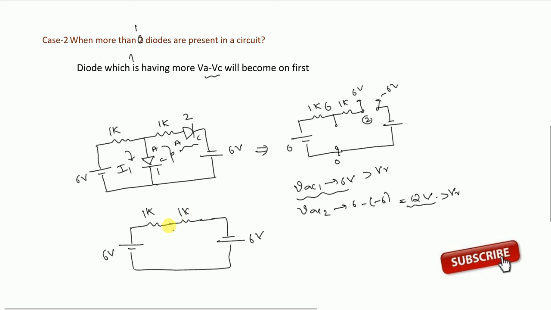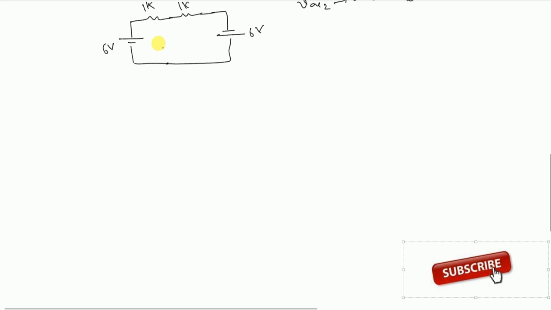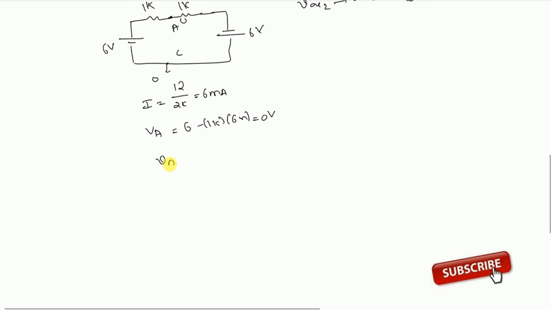Next, after this step, you should check the voltage across diode 1 another time. This is anode, this is cathode. So what is VA? Let me find the current through the circuit here first. I equal to 12 by 2K. That is 6 milliampere. So VA will be 6 minus 1K into 6 milliampere. That is 0 volt. So VA is 0. VC is also 0. So VAC will be 0.